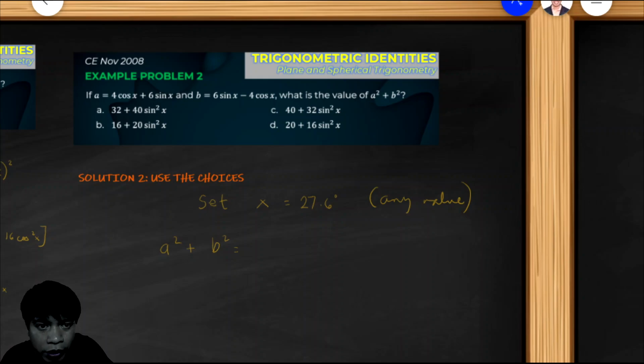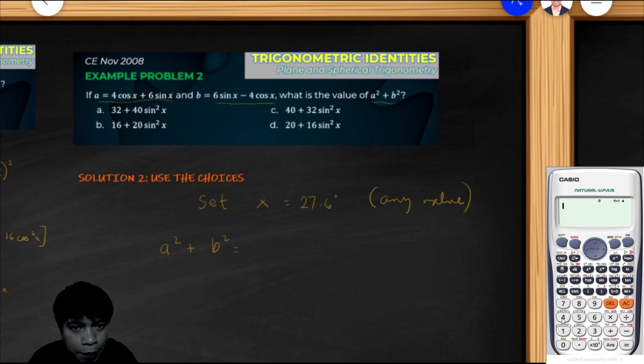Okay? So, madali lang naman siya kunin guys, yung a squared plus b squared kasi given na yung a. Ito yung a, oh. Tapos ito yung b. Ayun. So, isa-isahin muna natin guys. Okay, so a squared plus b squared muna tayo guys. So, kunin natin muna guys yung a. Yung a natin is 4 cosine of 27.6 plus 6 sine of 27.6.